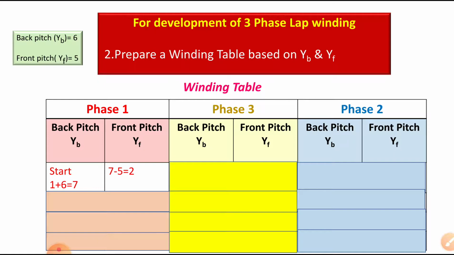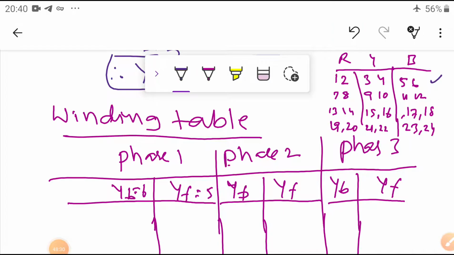So, we will do it manually. Okay, we will do the table here, you can see. So, let us take this one. First, we started in phase 1. Okay, this is phase 1 started, and phase 2 and phase 3. Let us complete phase 1.